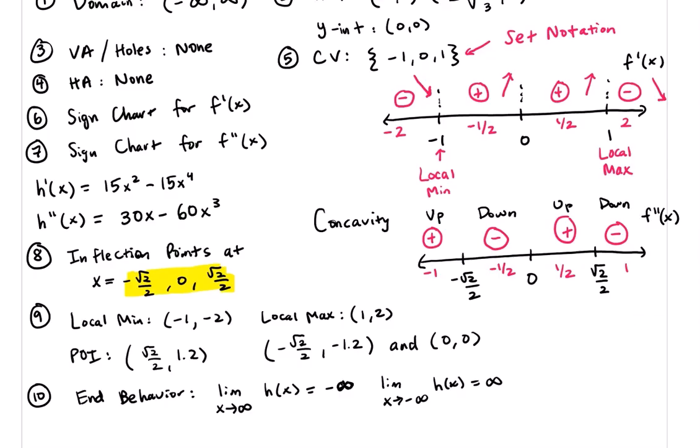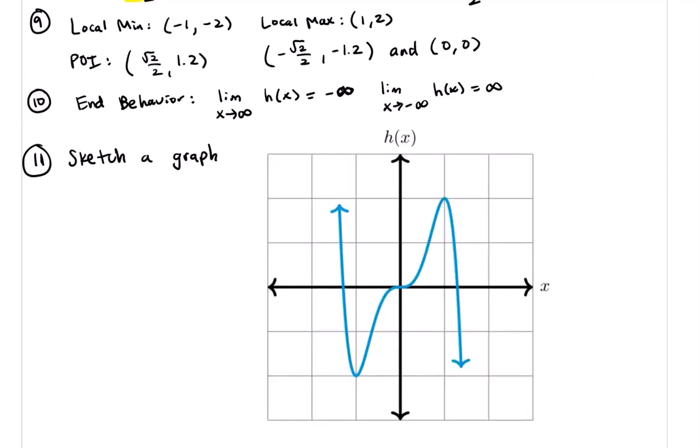Finally, we are at step 11, which just wants us to sketch a graph of the function using all of this information that we just found. All right, so I just went ahead and sketched the graph using technology. So this is something in terms of what our graph should look like.